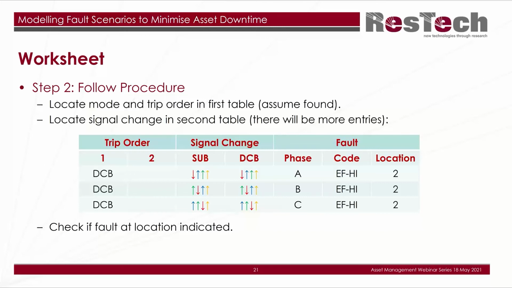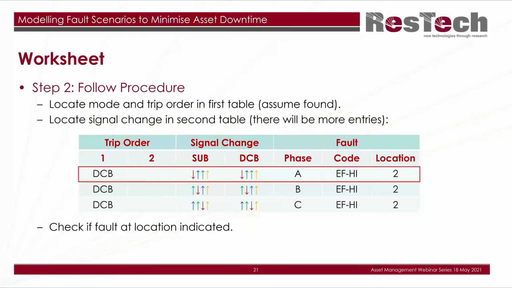And what we want to do is we want to match up what we had on the previous slide with one of those lines. And if we go down through that, we see that it actually matches up with that first line, which is saying that for that particular signal change, given a trip order of DCB tripping only, and we're in mode where both the input circuit breaker and the DCB contactor are closed, it's going to be a fault on the A phase, it's going to be a high impedance earth fault, and it's going to be at location 2. And then we would then check to see if the fault is actually located there.